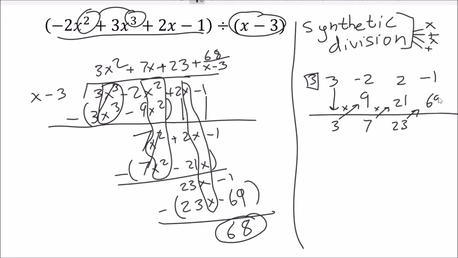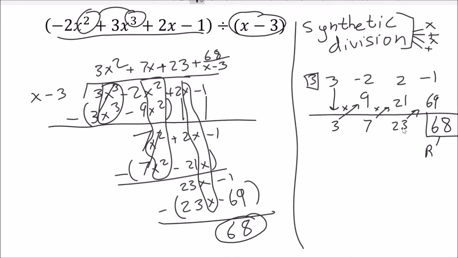And we're going to get 69, and -1 plus 69 is 68. Now you may have noticed this midway through. These numbers are all the same answers from our question. 3, 7, 23, 68. So what I like to do at the end, that number at the end, I usually put it in a box. That number is always the remainder.